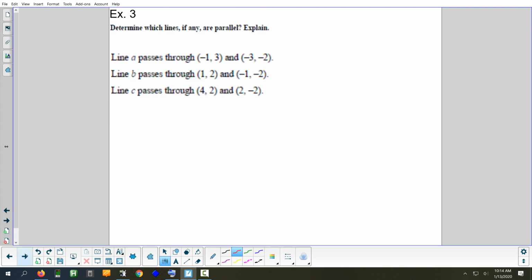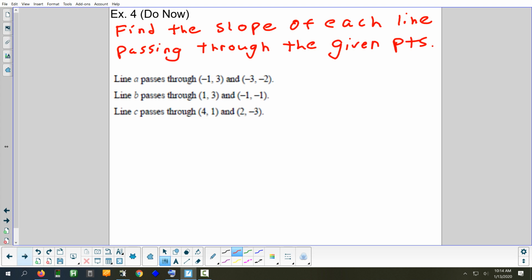We already did example 3 in class when we did guided notes the first time, so we're going to skip it. Example 4, I just want you guys to find the slope of each line. Let's start with line A. For line A, we've got the coordinates -1, 3 and -3, 2. Which number would go in the first box?